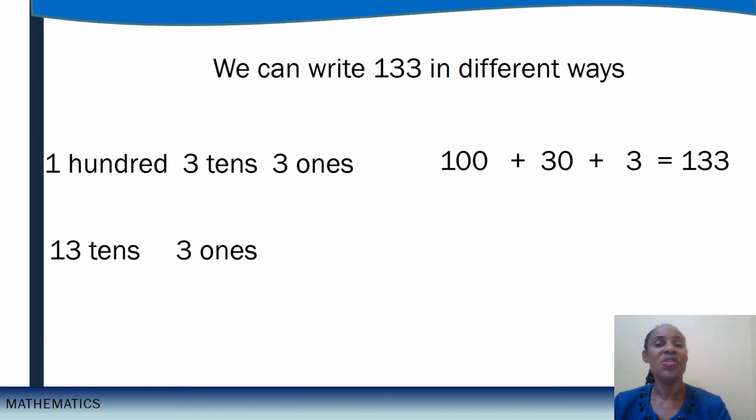133 can also be written as 13 tens and 3 ones. 13 tens has a value of 130. 130 added to 3 gives us 133. There we have it. Renaming numbers is not so difficult after all, boys and girls.